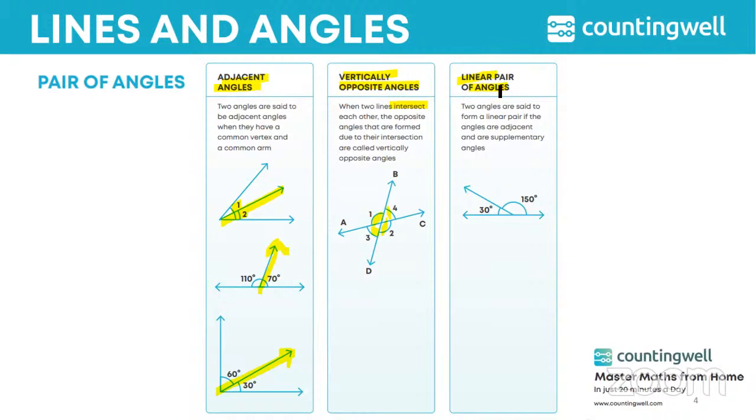Let us see what are linear pair of angles. Two angles are said to form a linear pair if the angles are adjacent and are supplementary angles. You can see the angles measuring 30 degrees and 150 degrees are adjacent to each other and also their sum is 180 degrees. So for a pair of angles to be linear, it should satisfy two conditions. First, they should be adjacent, meaning they should have a common vertex and common arm. And second, they should be supplementary, meaning the sum of their measures should be 180 degrees.